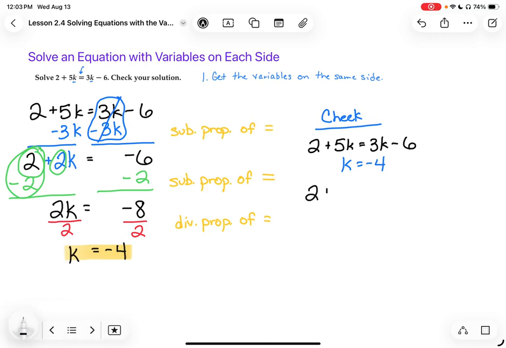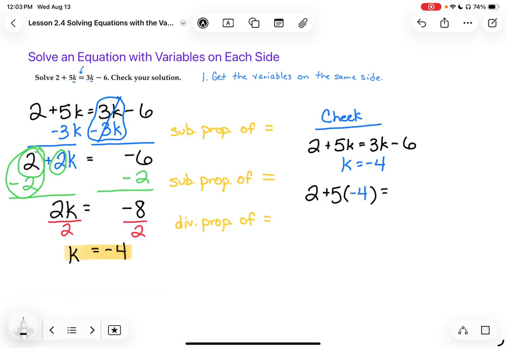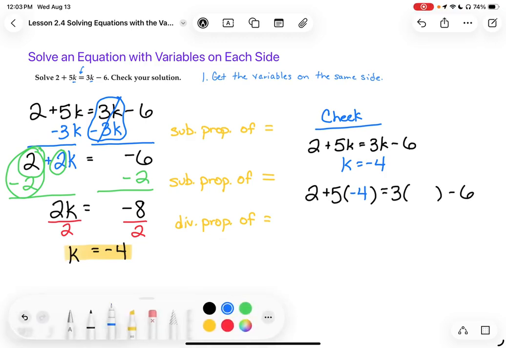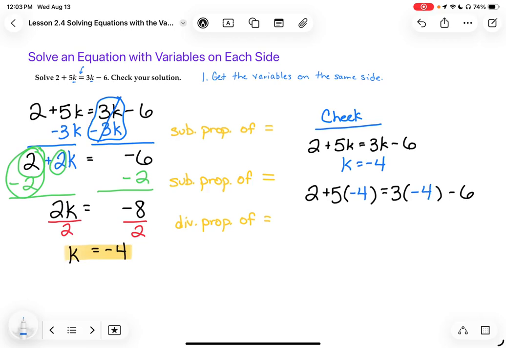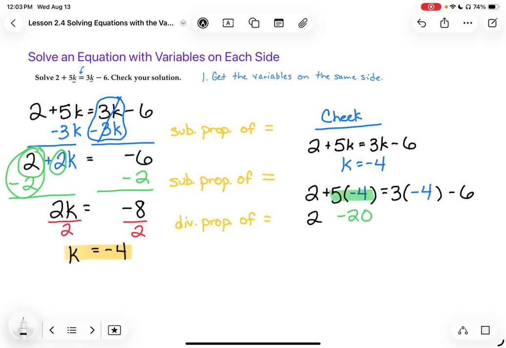So we'll do 2 plus, and instead of 5 times k, we'll do 5 times negative 4. Equals, and then instead of 3 times k, we'll do 3 times negative 4. And now we're just going to solve these. If I had a calculator, I could just plug the entire left side into the calculator at once. Or we can do it piece by piece. 5 times negative 4 is going to give us negative 20. So we've got 2 minus 20, or 2 plus negative 20, however you prefer.